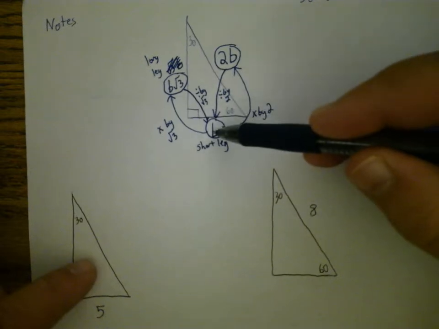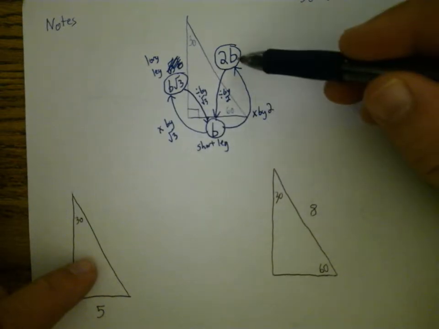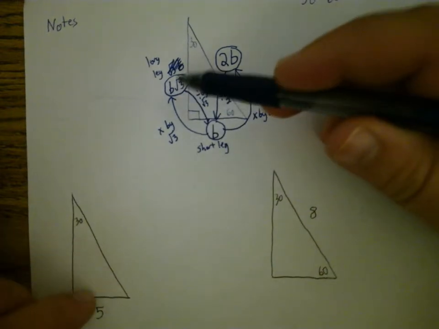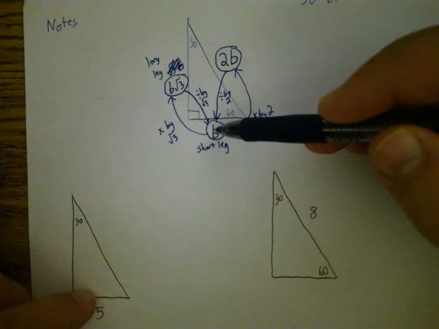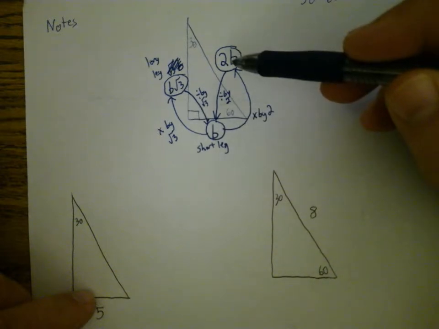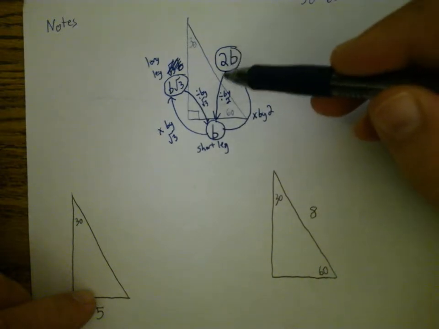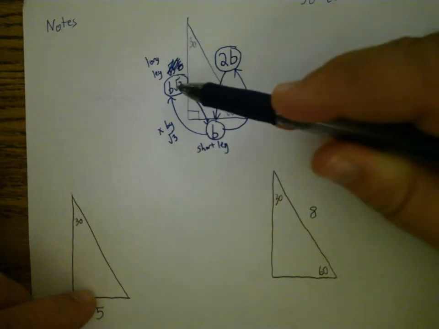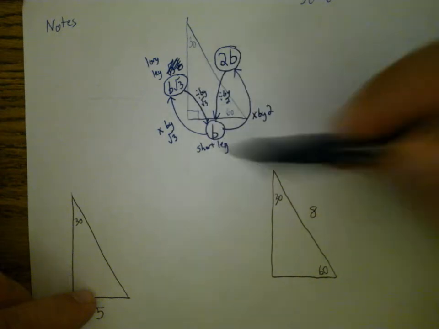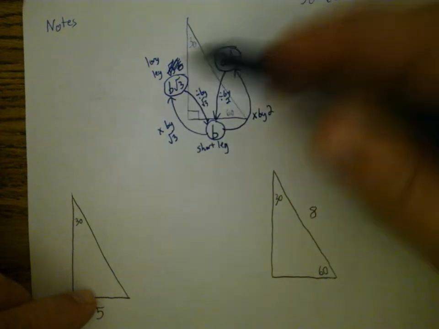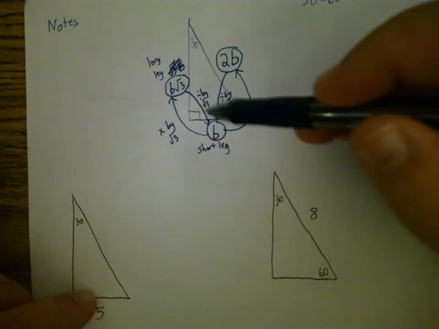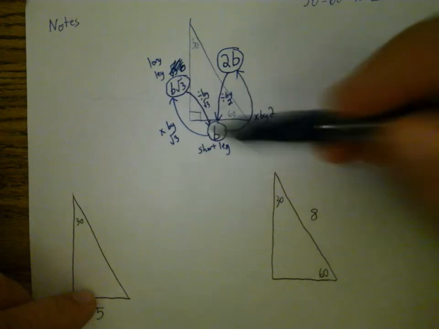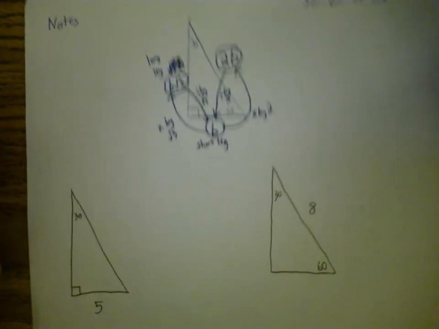If we're going to start with this one, we're going to multiply by 2 to get here and multiply by the square root of 3 to get here. If we start with this one, we're going to divide by the square root of 3 to get here and then multiply by 2 to get there. If we start with this one, we divide by 2 to get here, and then we multiply by the square root of 3 to get there. So no matter which one of these you're given, you can find the other two sides, as long as you remember this little chart here: we multiply by the square root of 3, we multiply by 2, we divide by 2, we divide by the square root of 3. That gets you everything you need to know on these.